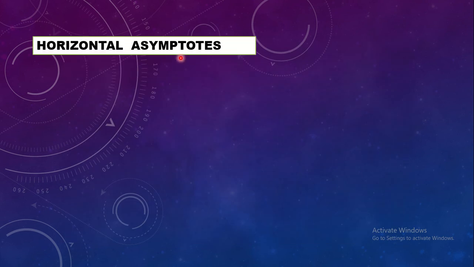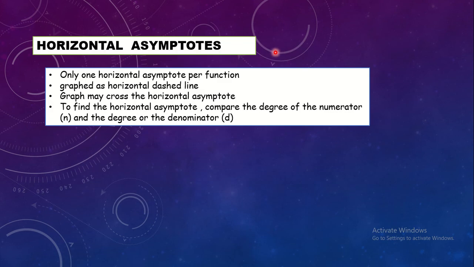Next. Horizontal asymptotes. Only one horizontal asymptote per function. So, kanina, ang vertical asymptotes is pwedeng lagpas ng isa. So, horizontal, bawal. Only one lang daw. Graph as horizontal dash line. Same din sila ng vertical. Graph may cross the horizontal asymptotes.